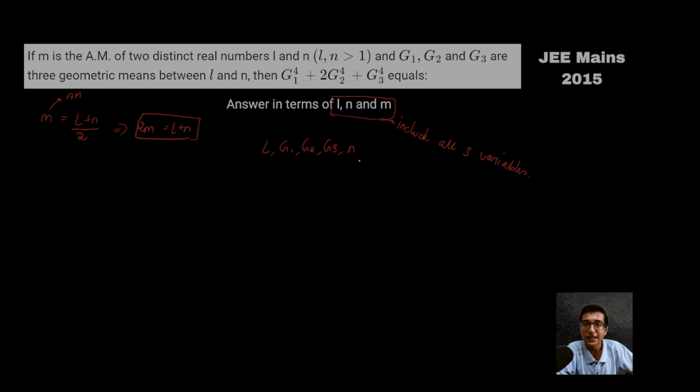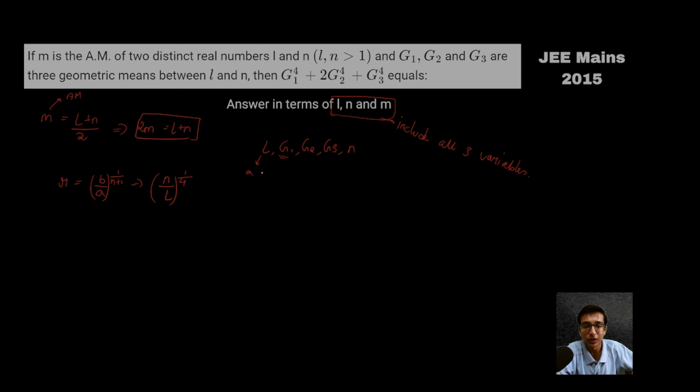So now this is a very simple question, you just need to apply the formula that has been given to you. I hope you remember that whenever n geometric means are added between numbers a and b, the common ratio would be (b by a) to the power 1 by n plus 1. So here b is N, a is L, to the power 1 by 4, since there are 3 geometric means added. Now let's find out the value of G1.